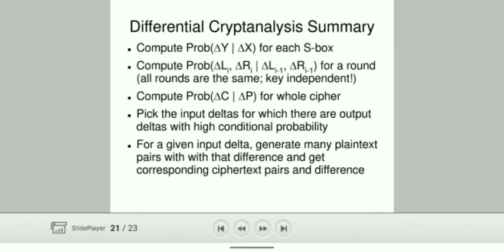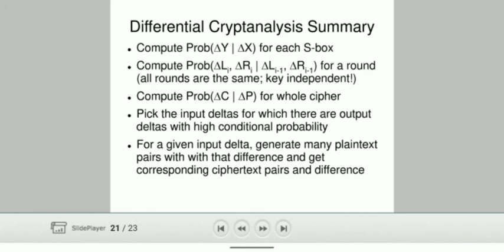Differential cryptanalysis summary. Compute the probability of delta y given delta x for each S-box. Compute the probability of delta Li, delta Ri, delta Li-1, delta Ri-1 for a round. Compute the probability of delta C given delta P for the whole cipher. Pick the input deltas for which there are output deltas with high conditional probability.